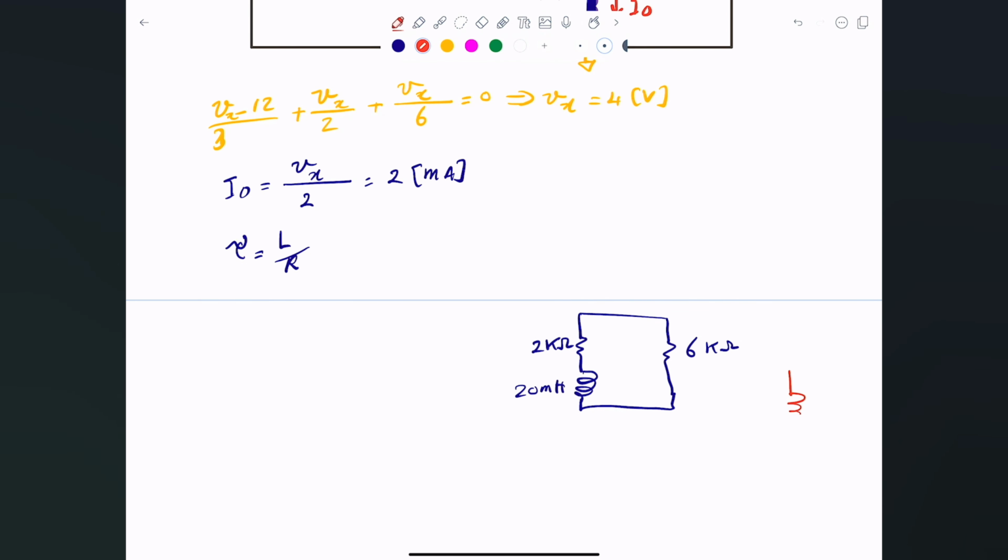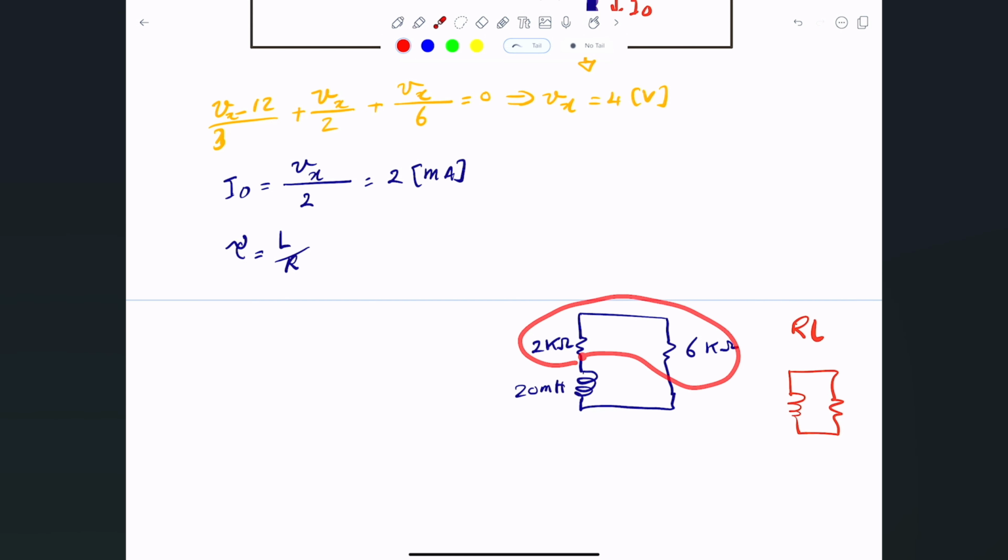It has to have one inductor and one resistor. That's how we have it in terms of RL circuits, in terms of natural responses. So the R shouldn't be the 2 kilo ohms or the 6 kilo ohms. It's actually the combination of the 2 and the 6, which combined will be 8 kilo ohms.